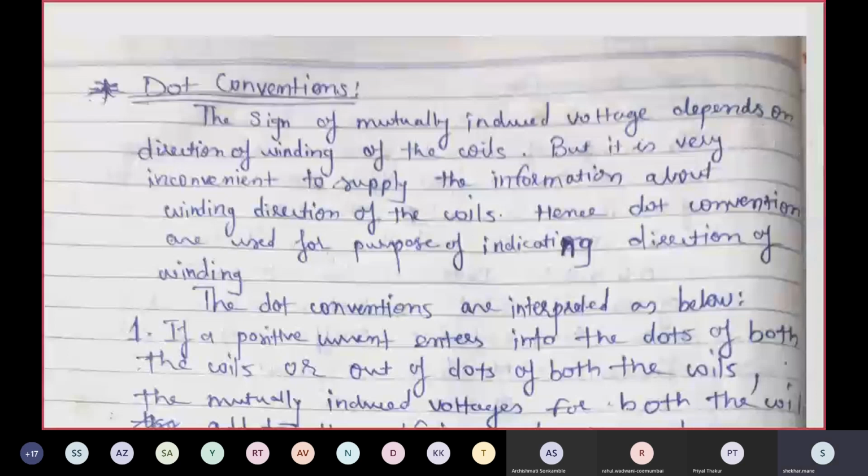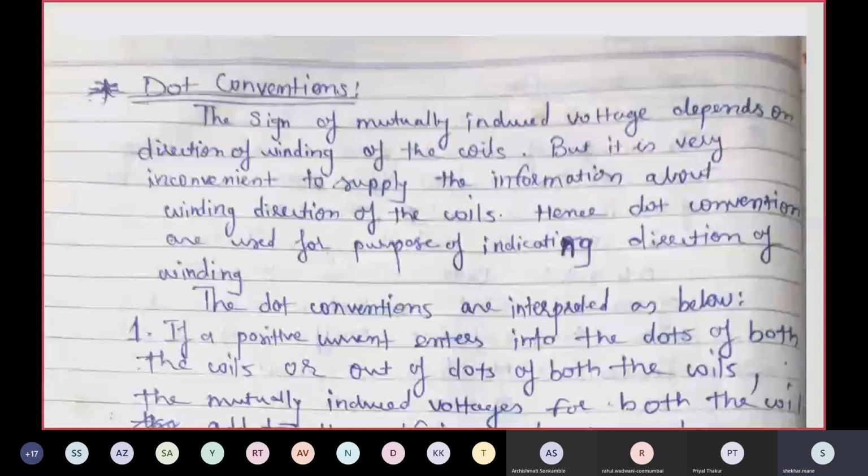Now we will see next part is dot conventions. The sign of mutually induced voltage, or you can say mutually induced EMF, is depending on the direction of winding of the coils. But it is very inconvenient to supply the information about winding direction of the coils. Hence, dot conventions are used for the purpose of indicating the direction of winding.